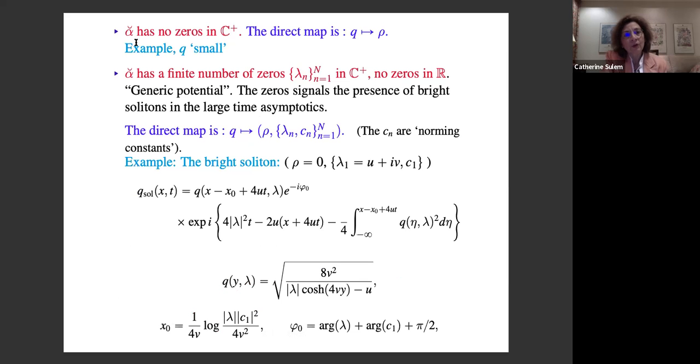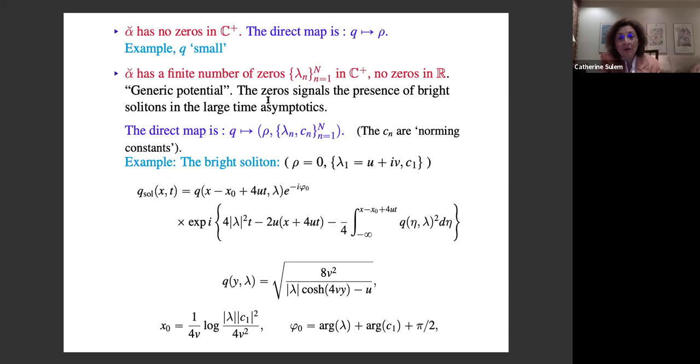So the first scenario is that alpha-bar has no zeros, and then the direct map is simply to associate to Q the reflection coefficient. For example, this happens when Q is small in some norms. The second scenario happens when alpha-bar has a finite number of zeros in C+, but no zero is in R. This is called the generic potential.